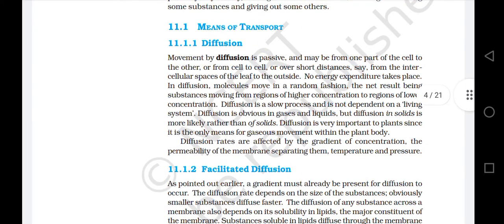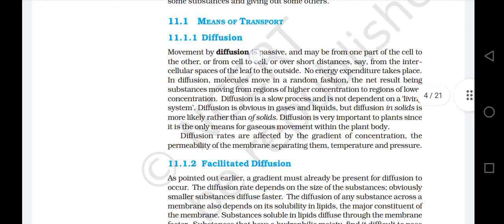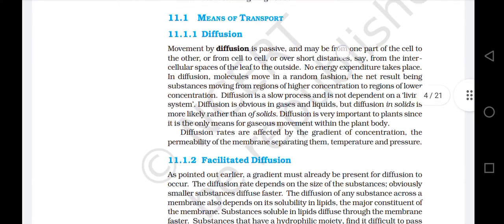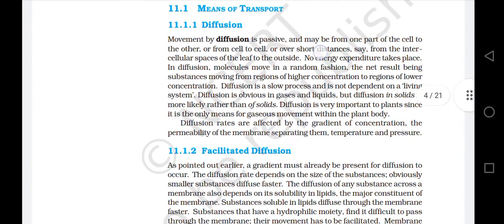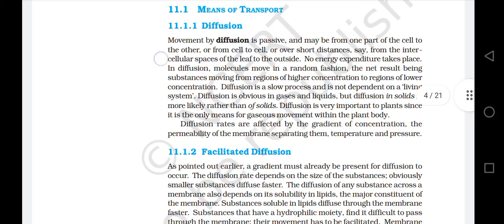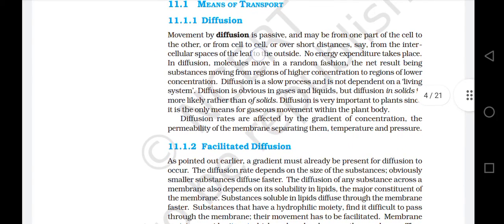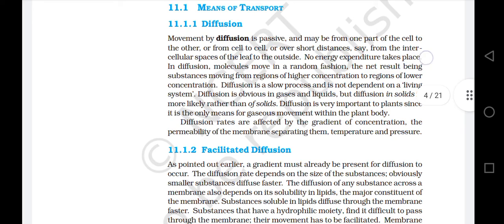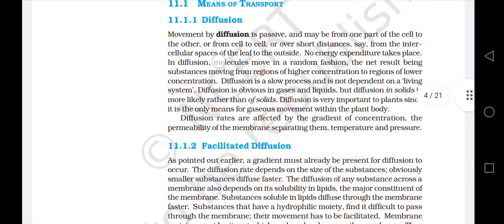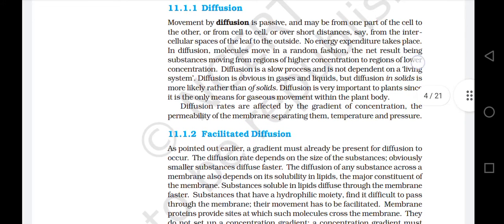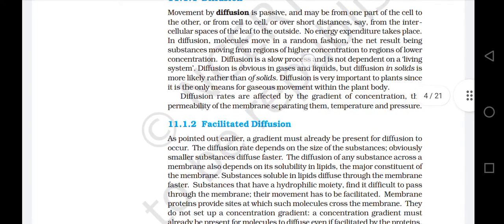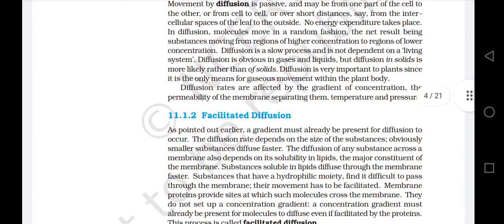11.1.1 Diffusion. Movement by diffusion is passive and may be from one part of the cell to the other, or from cell to cell, or over short distances, say from the intercellular spaces of the leaf to the outside. No energy expenditure takes place. In diffusion, molecules move in a random fashion, the net result being substances moving from regions of higher concentration to regions of lower concentration. Diffusion is a slow process and is not dependent on a living system.